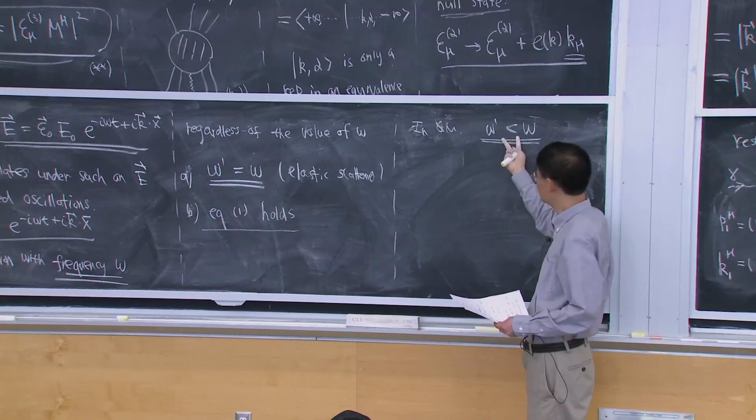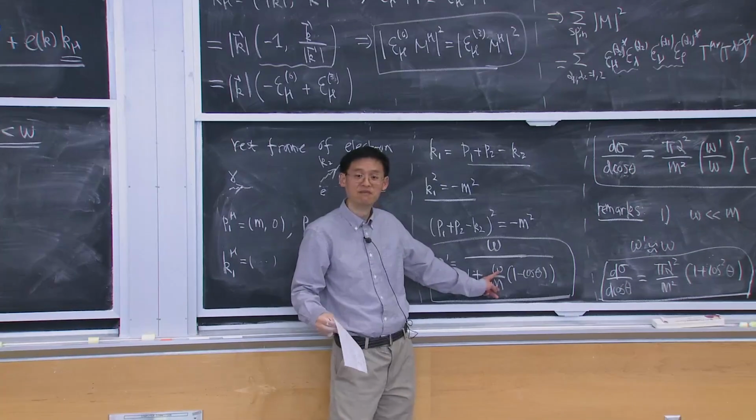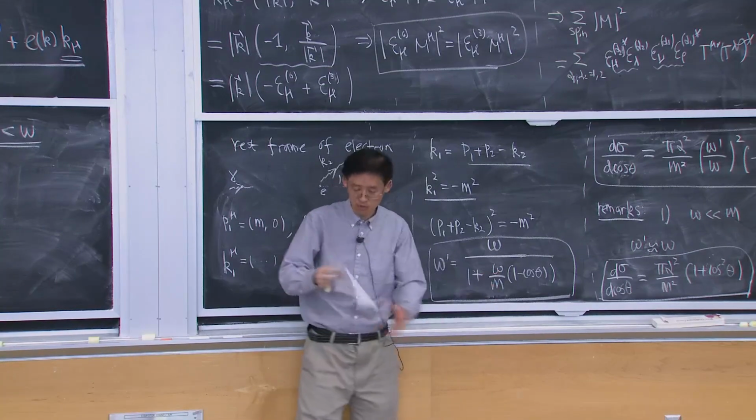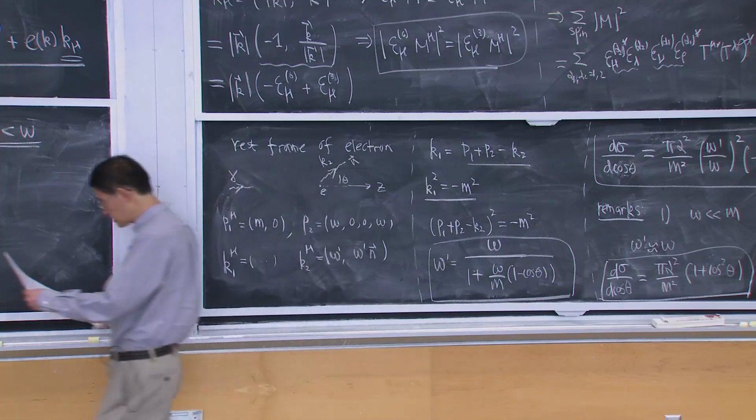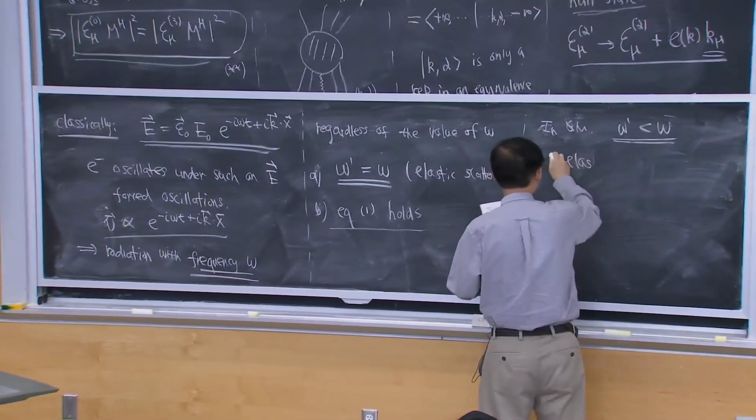And in particular, this deviation will become obvious when omega becomes comparable to m. Okay, when omega becomes comparable to m. And also, this is quantum mechanics, so you will always have inelastic scattering.